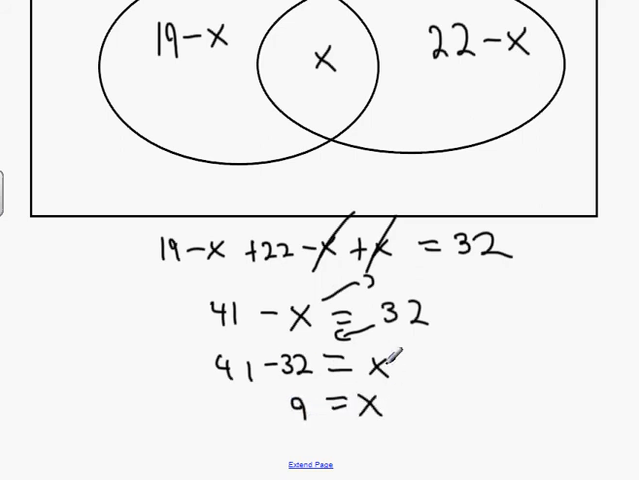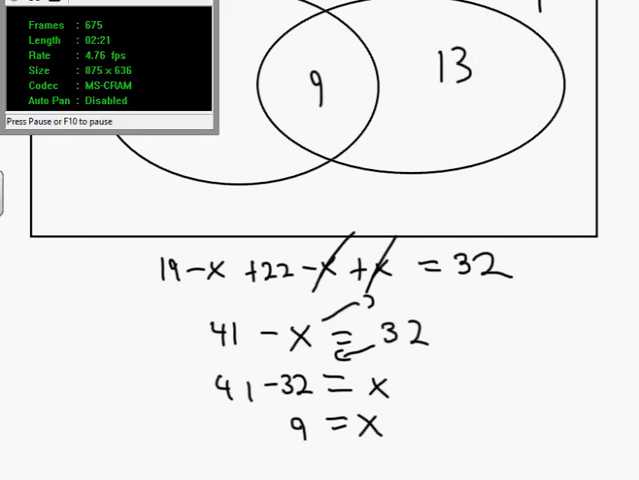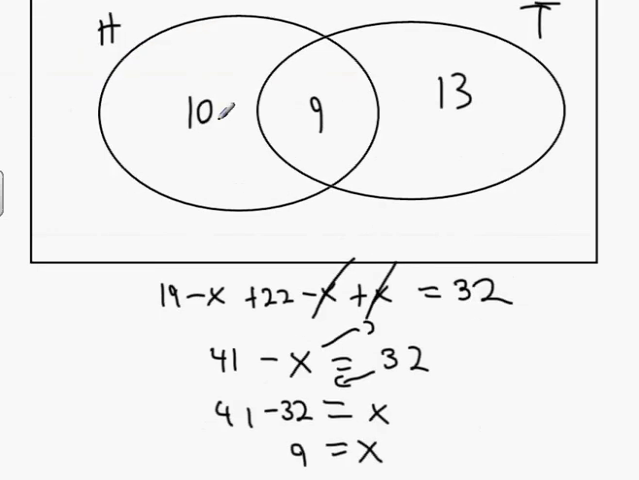X equals 9. Let's test out the number 9. Change X into 9. What's 19 minus 9? 10. What's 22 minus 9? 13. Okay guys, so X equals 9, and let's see if it works out. What's 10 plus 9? 19. What's 19 plus 13? 32. There's 32 people in the class.